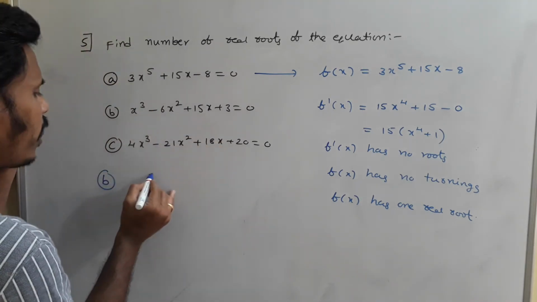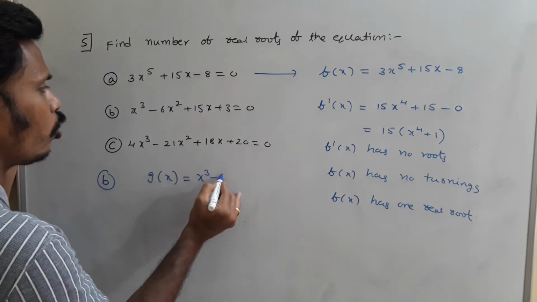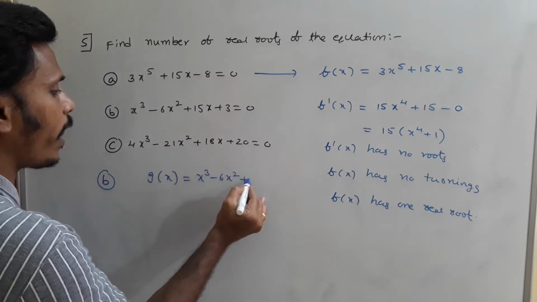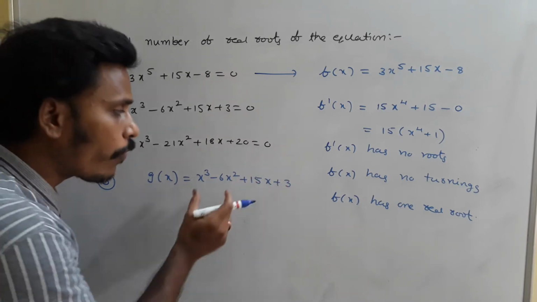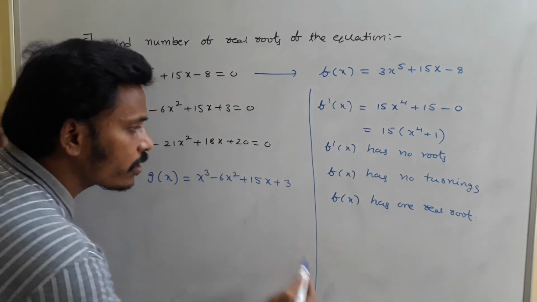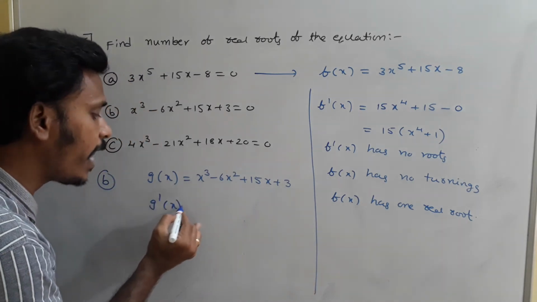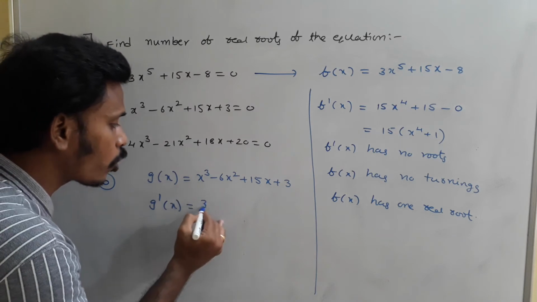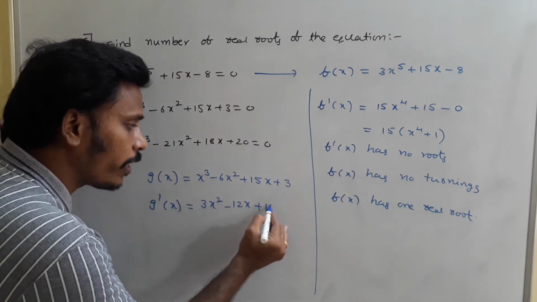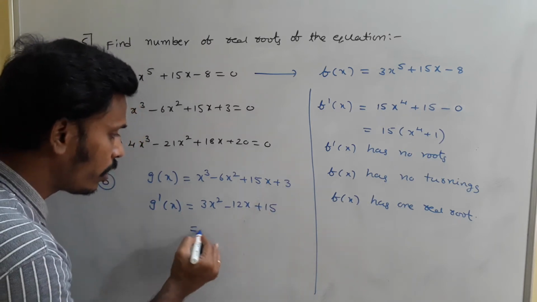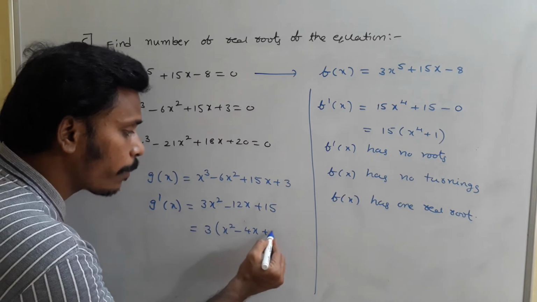For this, you take the function g of x, which is x cube minus 6x square plus 15x plus 3. This is g of x. To find the number of roots for this g of x, we need to concentrate on its derivative g dash of x. And g dash of x: the derivative of x cube is 3x square, minus 12x plus 15, and for plus 3 it is 0. This is equal to 3 times x square minus 4x plus 5.